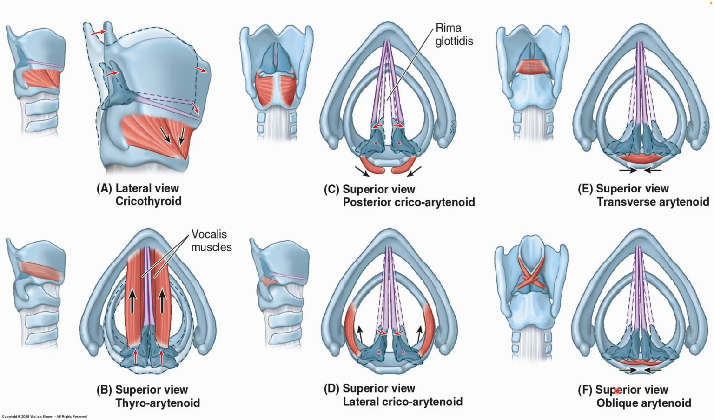And then finally, this is a view of our oblique arytenoid, which remember was one of the sphincter muscles. So you can see it's kind of wrapping around here. And so if that contracts, that's going to squeeze it together and close the passageway. And so there's another view of that.